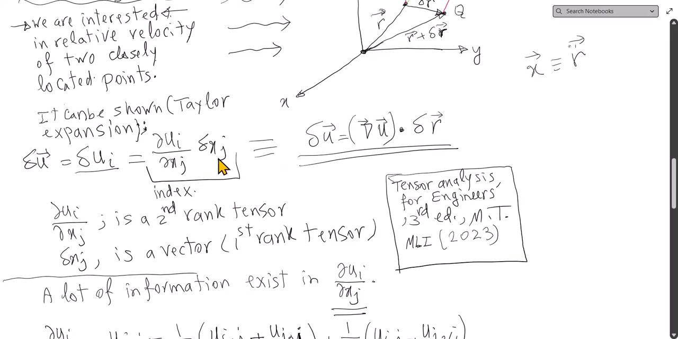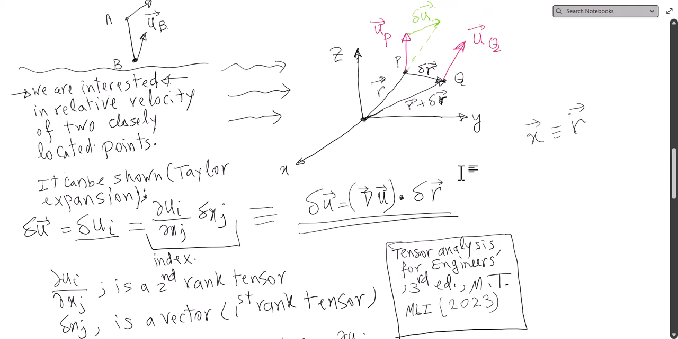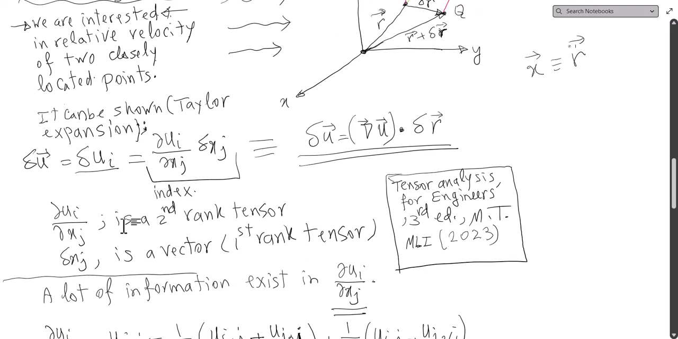Okay, so basically what we have here is the gradient of the velocity, which is a tensor, dot product with the position vector delta r. This tensor, or gradient of the velocity vector, has a lot of information, and it is a second rank tensor, and when dot product with the delta r, it will give us a vector.